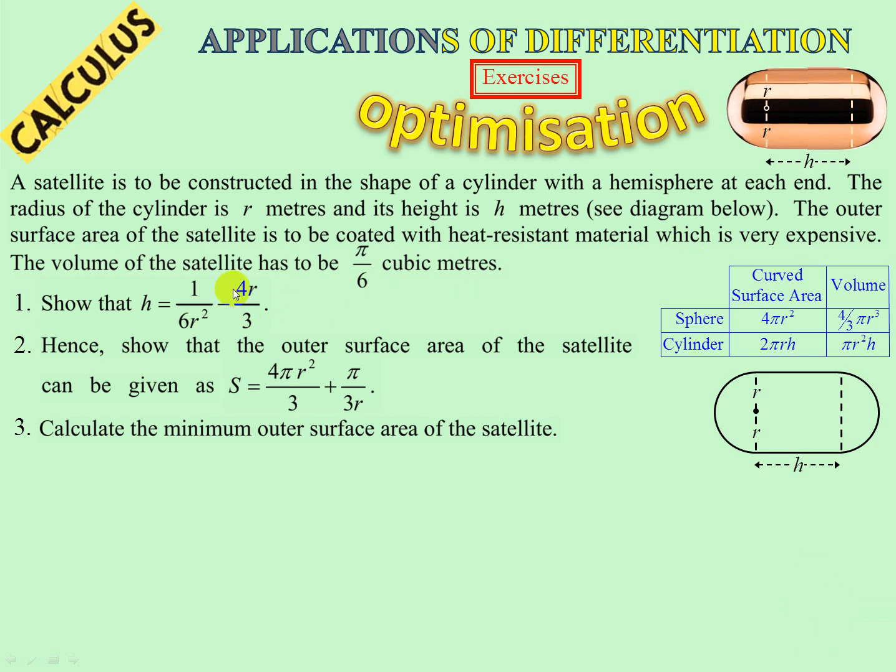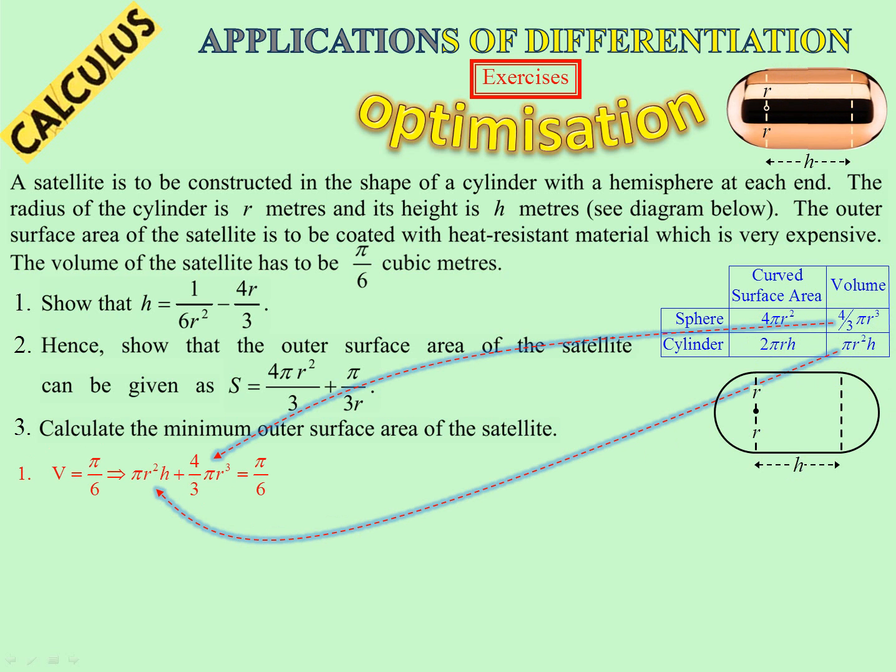We need to show that h equals that. Well, we need a relationship between h, r, and a number alone in order to do that. Well, we know the volume of the satellite has to be π/6. And the volume of the satellite is hemisphere plus cylinder. Well, which means that it's going to be half of that plus half of that again plus the cylinder. So it's going to be that plus that.